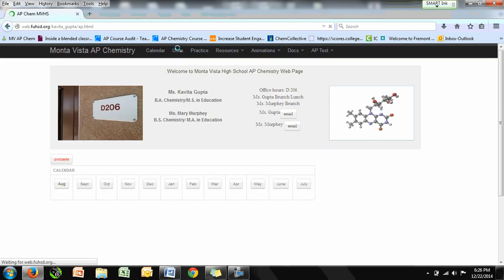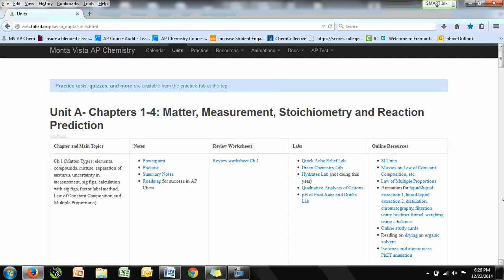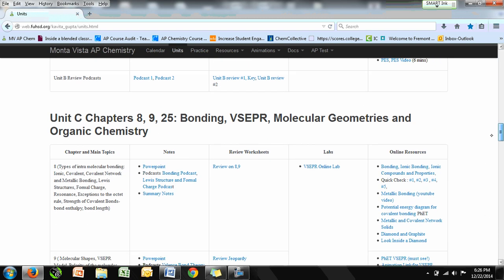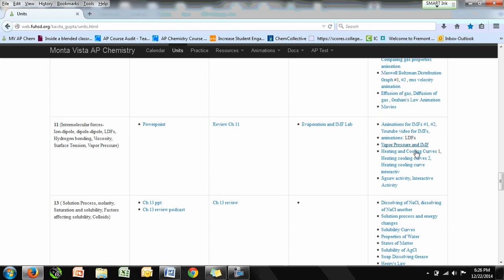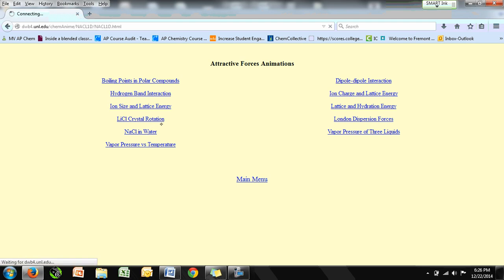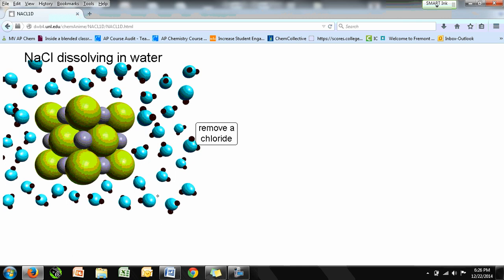This is the website. Let's go to the units pages here and scroll down to intermolecular forces, and that is chapter 11 right here. And this one here, sodium chloride in water. So this is an example of ion dipole interaction. This is a salt crystal. If you were to take a guess, can you tell me which one will be chloride ion and which one will be sodium? Yes, you're right. The green will be chloride ion and purple will be sodium ion because of the smaller size.